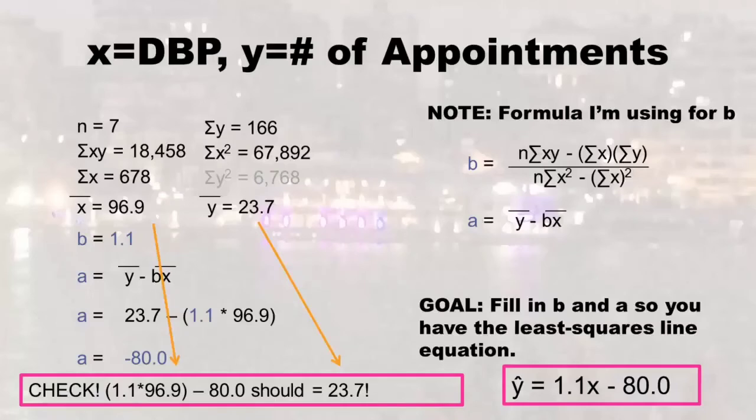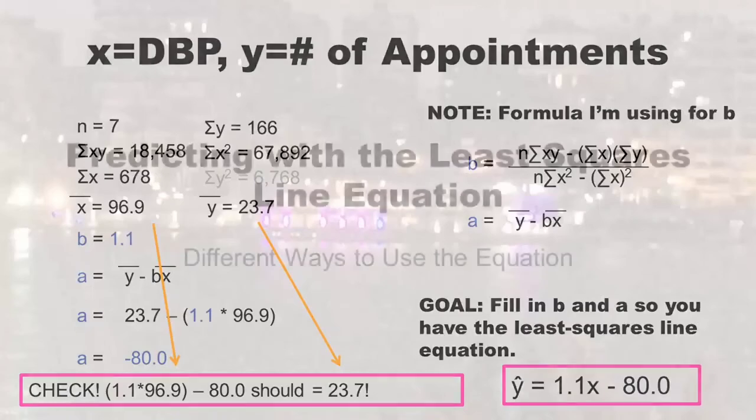But remember what the goal was? The goal was to actually fill in that least squares line equation. So if you look over on the right, that's what we did. So we still have our y hat, we still have our equals. Now we have a 1.1 where the b belongs. We still have that x because those are variables, that y hat and the x. And then we do minus 80 because we came out with a negative one. If it had been just plain 80, we would say plus 80, okay?